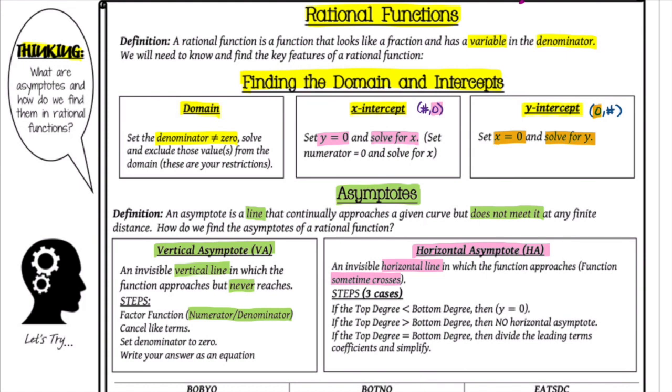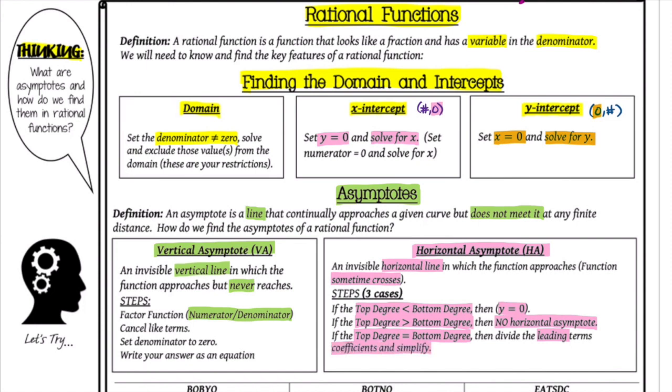There's three types of cases with horizontal asymptotes. If the top degree is less than the bottom degree, then we set our equation to y equals 0. If the top degree is greater than the bottom degree, then there is no horizontal asymptote. If the top degree is equal to the bottom degree, then we divide leading terms, coefficients, and simplify.